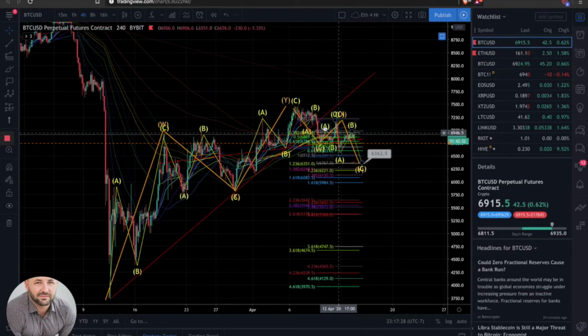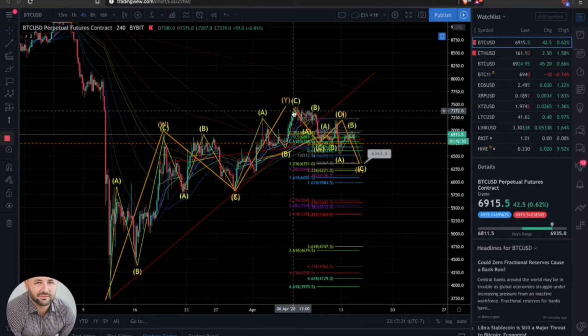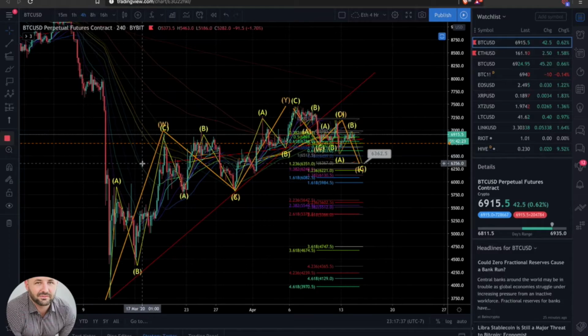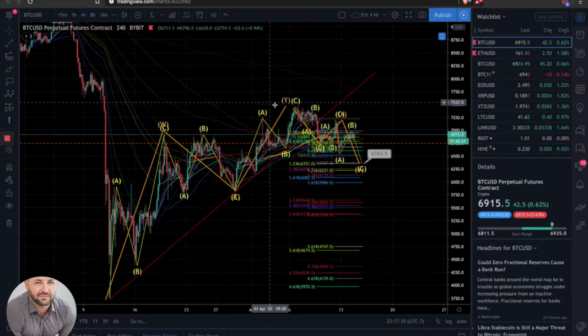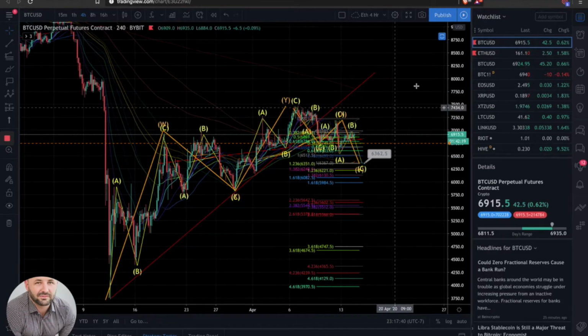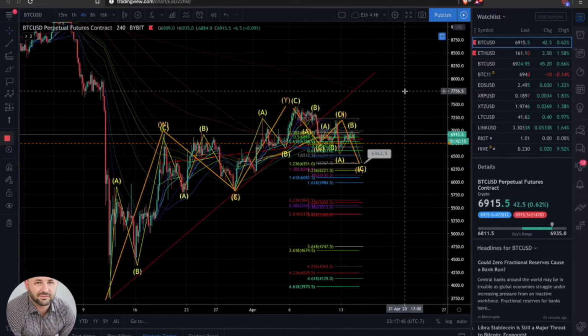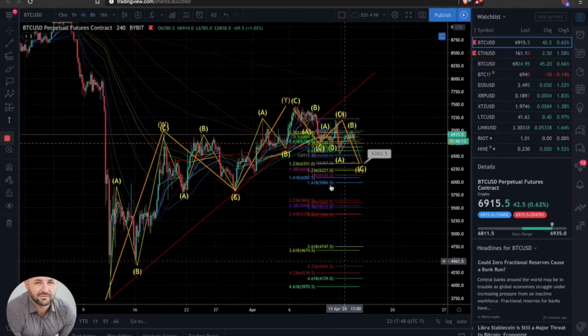So this would be a WXY. Now, if this potential move did turn out where we had this drop down, which again is kind of similar to what I'm looking for in ETH from a wave structure, this would then turn, instead of a WXY, into a WXYXZ, because we would still need to have another move up before we can have our impulsive 5-wave down. So it would just draw out the correction.